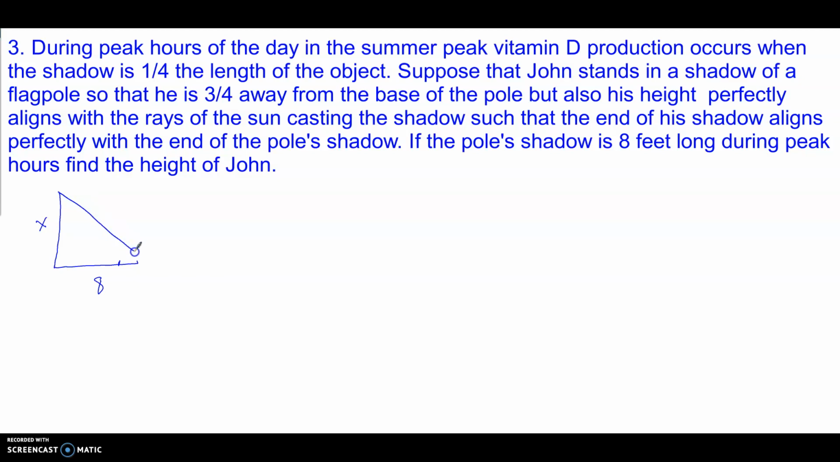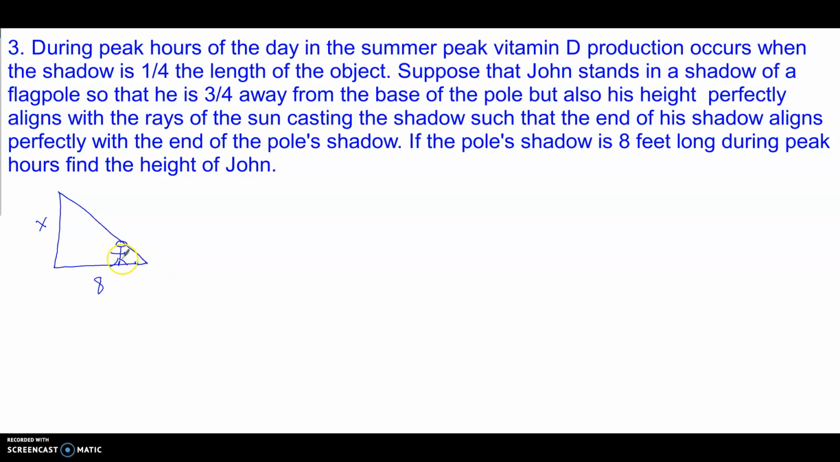And here, let's say that this side length right here represents basically the sun's rays. All right. So the sun's rays that cast a shadow on this flagpole. And let's say John, according to the problem, his height is perfectly aligned with the sun's rays, so that his shadow is also perfectly aligned with the end of the flagpole shadow.